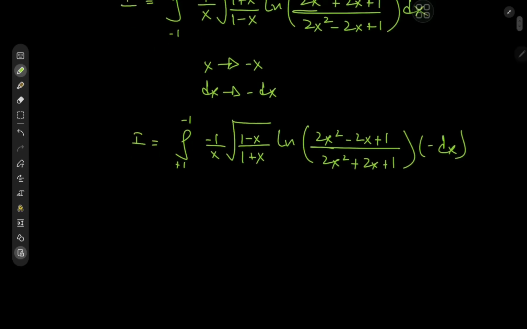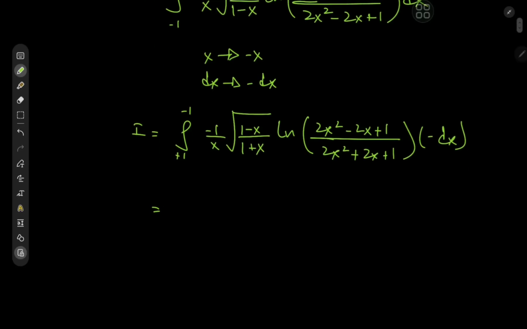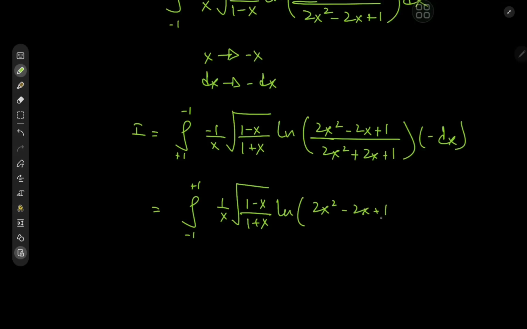The two negatives do cancel out, but the limits look kind of weird, so we switch them up. So we have the integral from negative to positive 1, terribly sorry about that, of 1 by x times root 1 minus x, again terribly sorry about that, divided by 1 plus x times the logarithm of 2x squared minus 2x plus 1 divided by 2x squared plus 2x plus 1 dx. Okay, cool. Oh, the negative sign because of the switch up of limits.